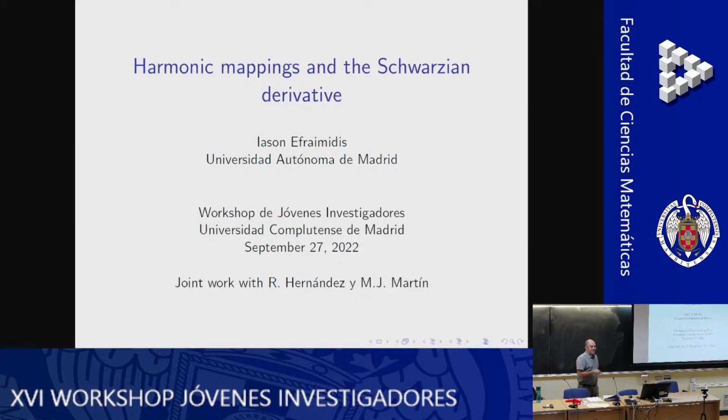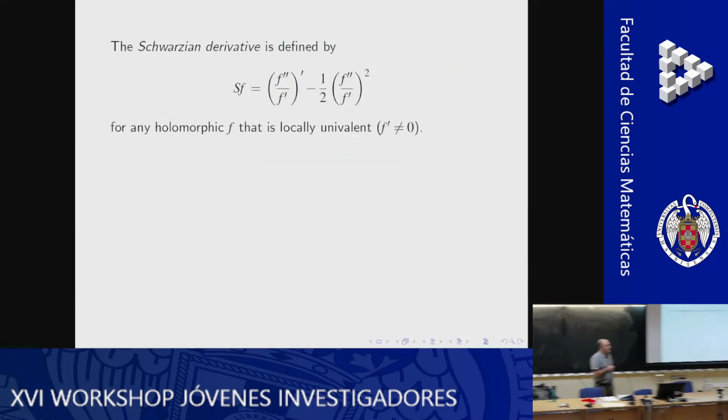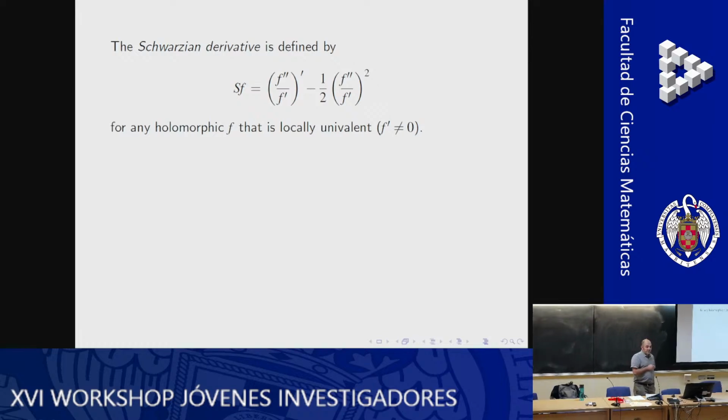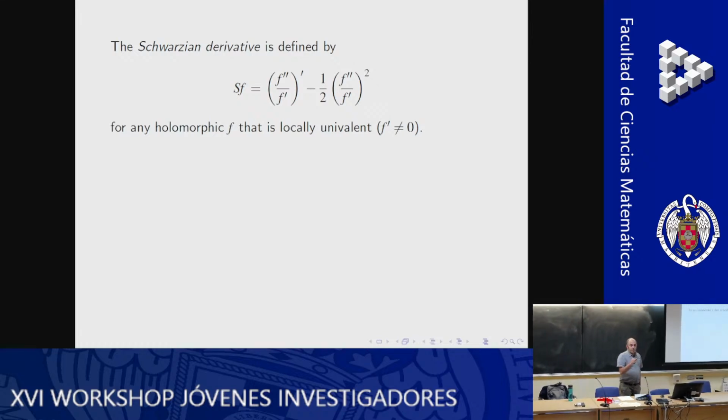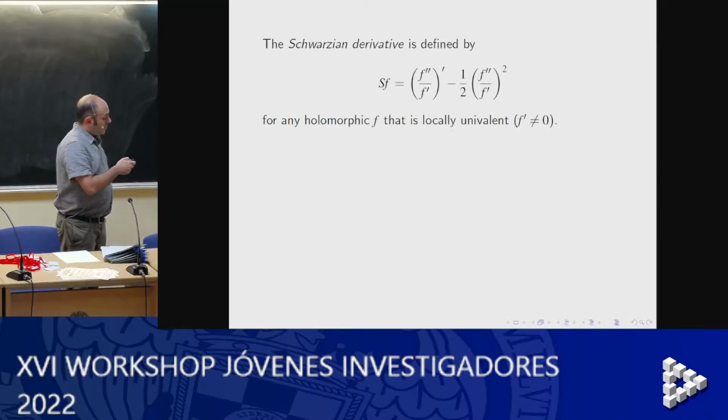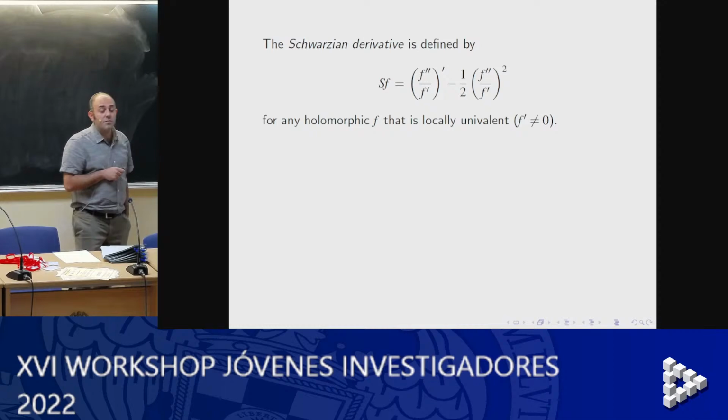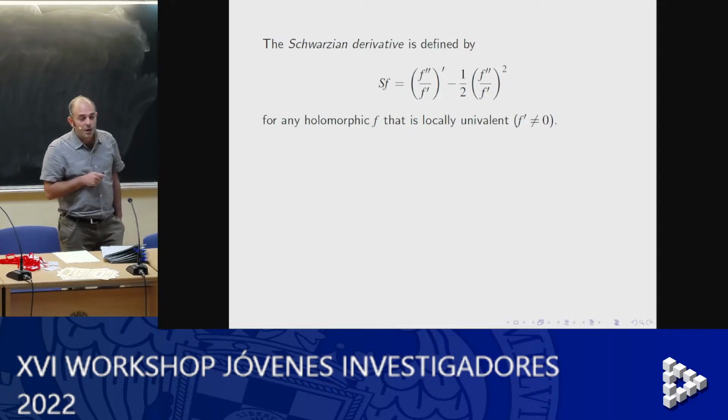I like to start the talk by immediately giving the main object. This is the Schwarzian derivative. For a function analytic in some domain in the complex plane, such that it's locally univalent, which is equivalent to saying that the first derivative does not vanish, we define the logarithmic derivative of f prime. It's also called the pre-Schwarzian derivative. And then we take the derivative of this minus 1/2 the square of this. And we get this differential operator of order 3.